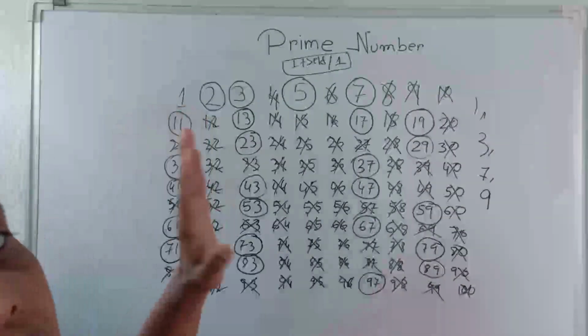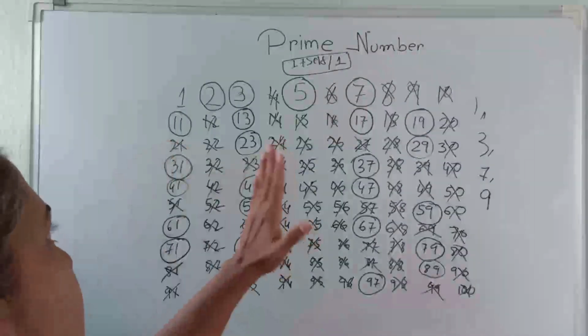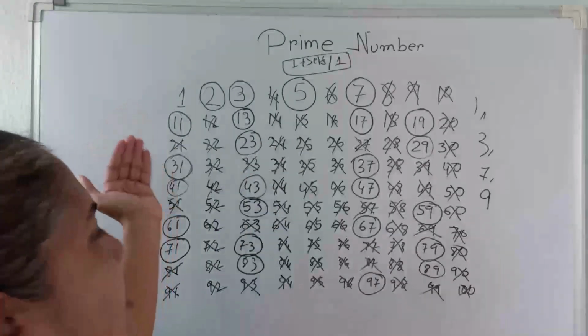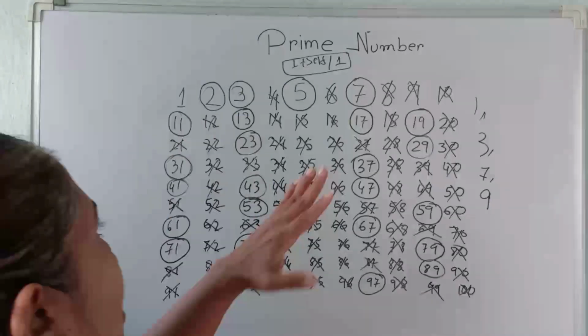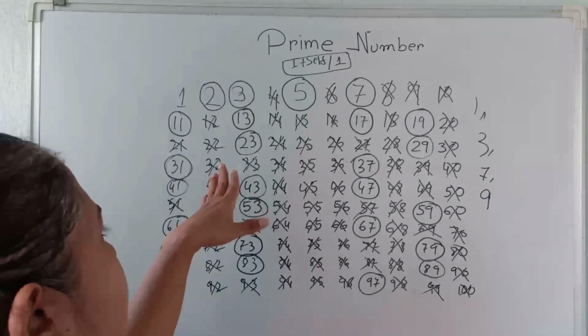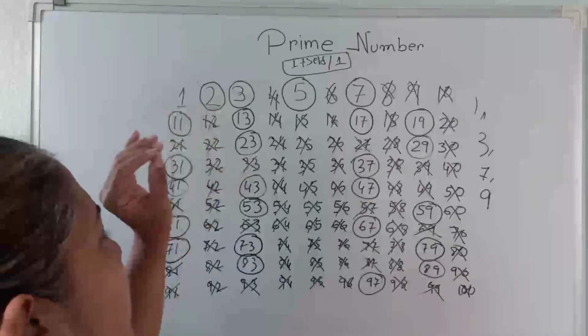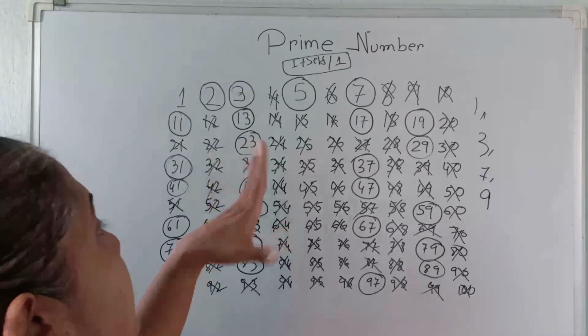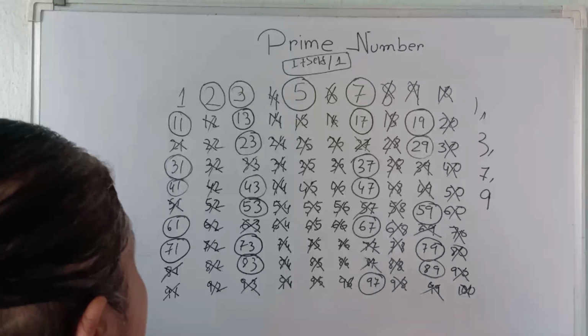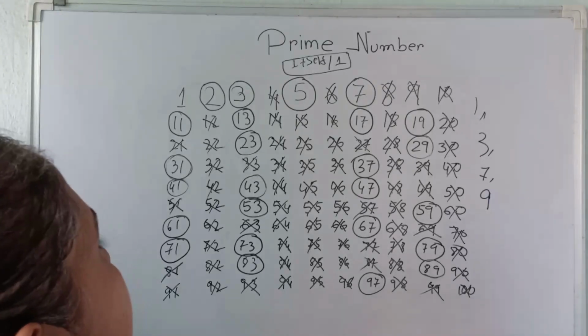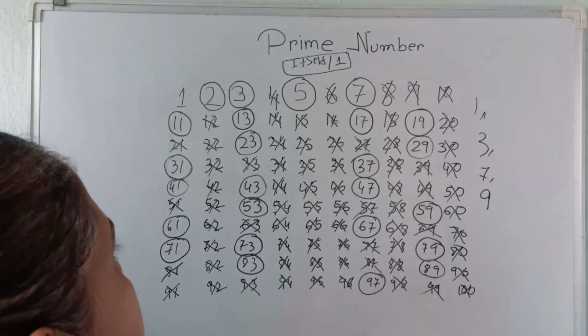Among them, 1 is neither a prime number nor a composite number. And 2 is a prime number, but any other number that ends with 2 is not prime. 5 is a prime number, but any number that ends with 5 is not prime. So this way you can find prime numbers very easily.